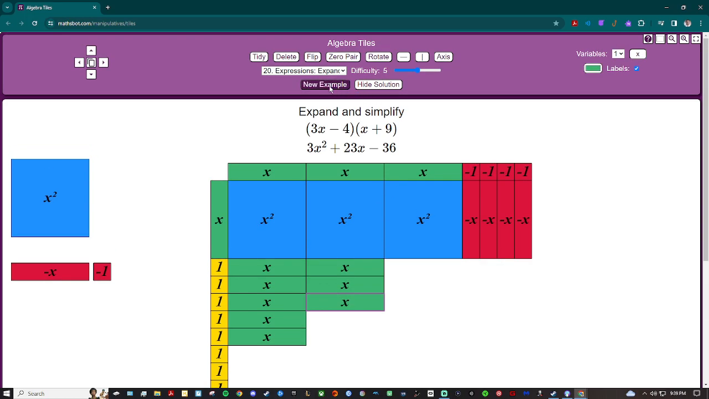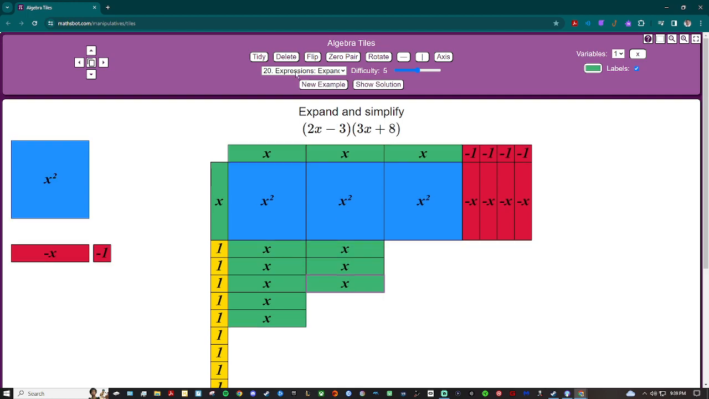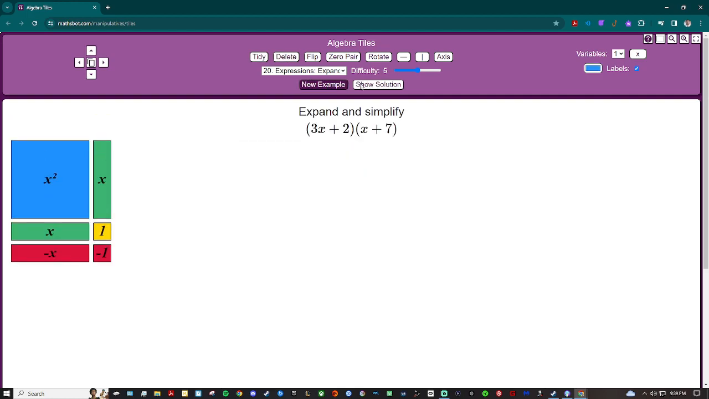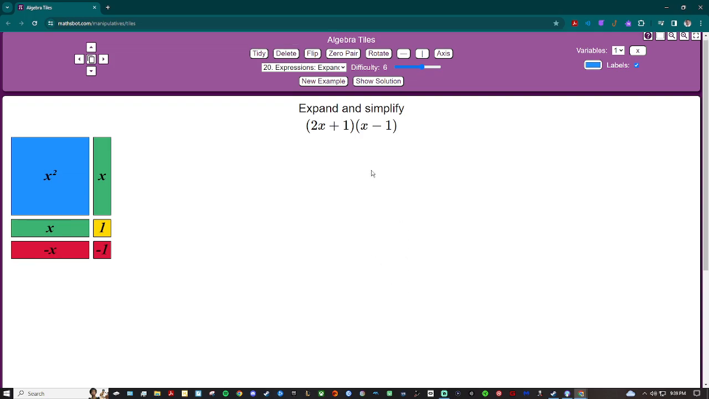Let's go ahead and generate a new example after I tidy up. Okay, so go ahead, take a second, and answer this question: 2x minus 1 and x plus 5. All right, so you've answered that one. We're going to do one more. Let's bring up the difficulty just a little more. We don't want our numbers to be too high. These are some big numbers. All right, 2x plus 1 and x minus 1.